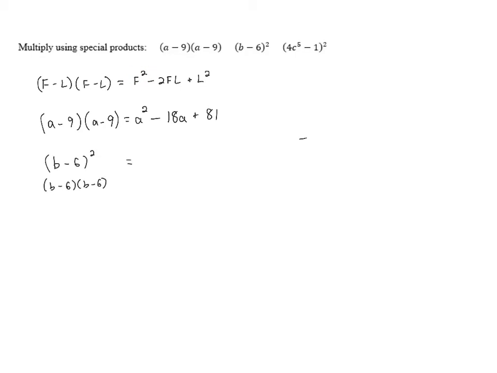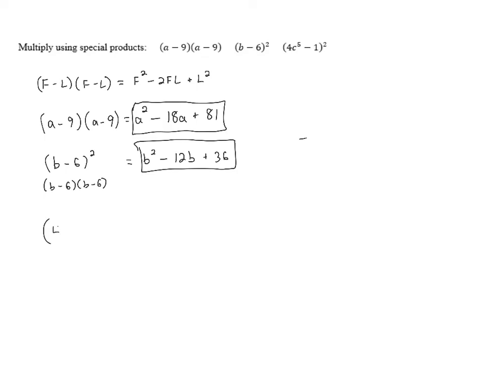If we square the first term, b squared is b squared. And then we need to subtract double the product. So the product, b times 6, is 6b. If we're doubling that, that's 12b. So we've got minus 12b. And then we've got to take that last term and square it. 6 squared is 36. So we end up with plus 36. And that is our product. Again, I forgot to box in the one before it. And then we've got one more here.